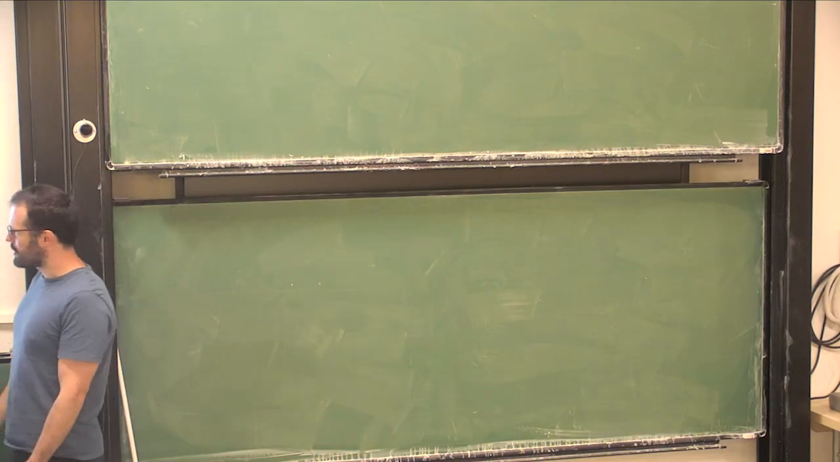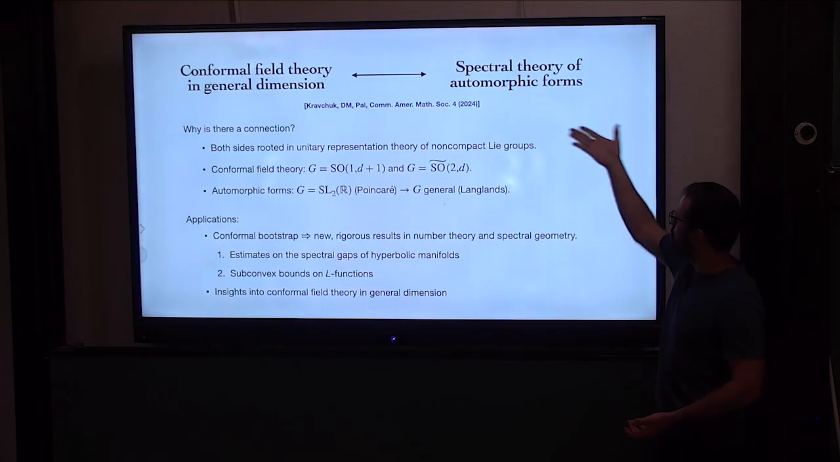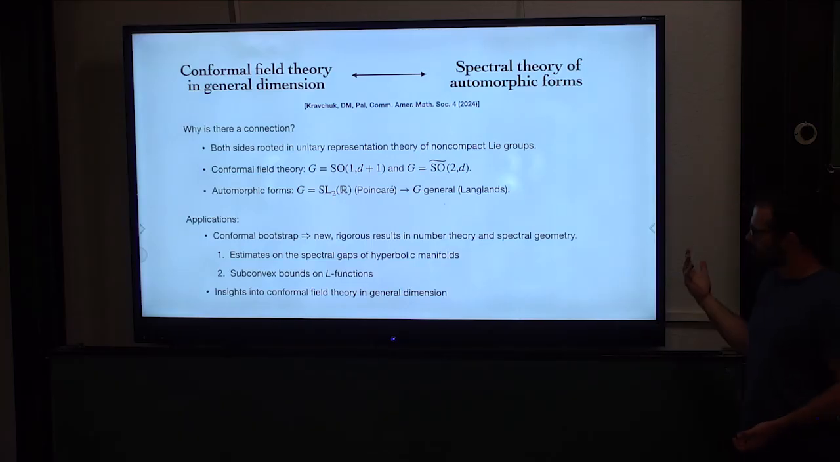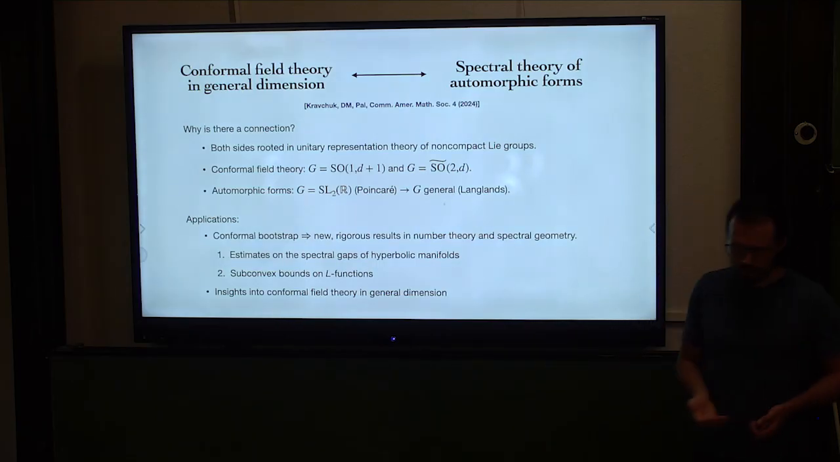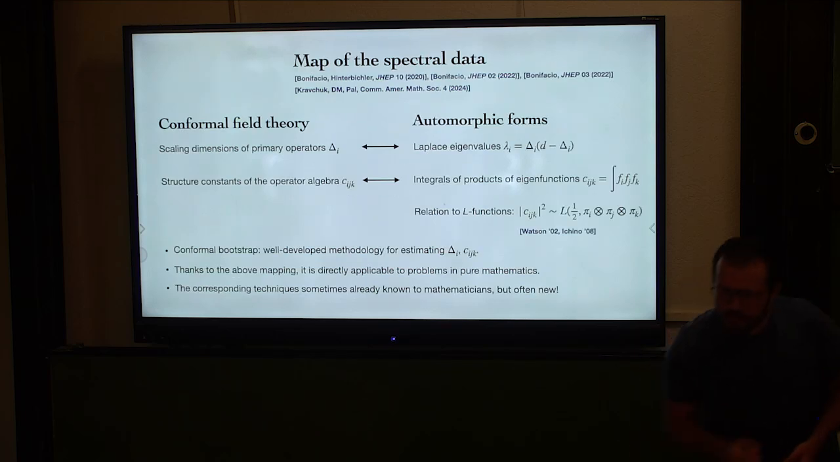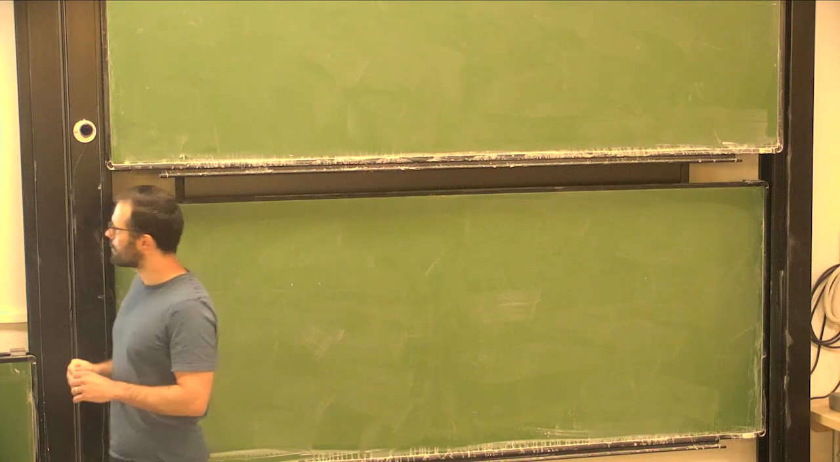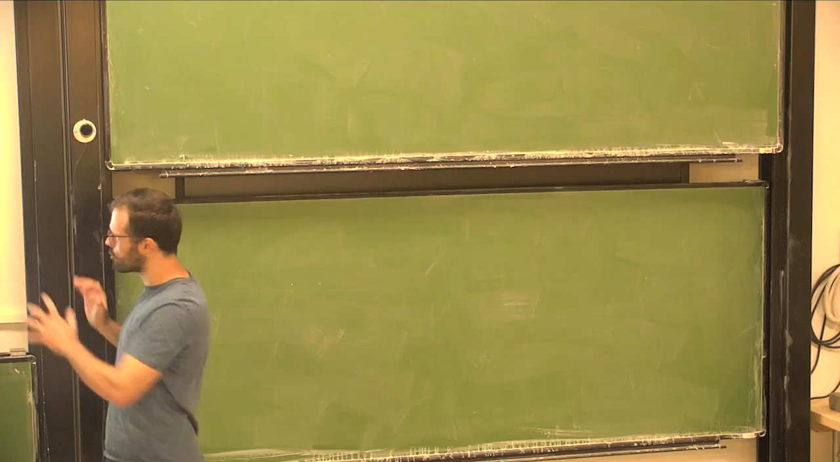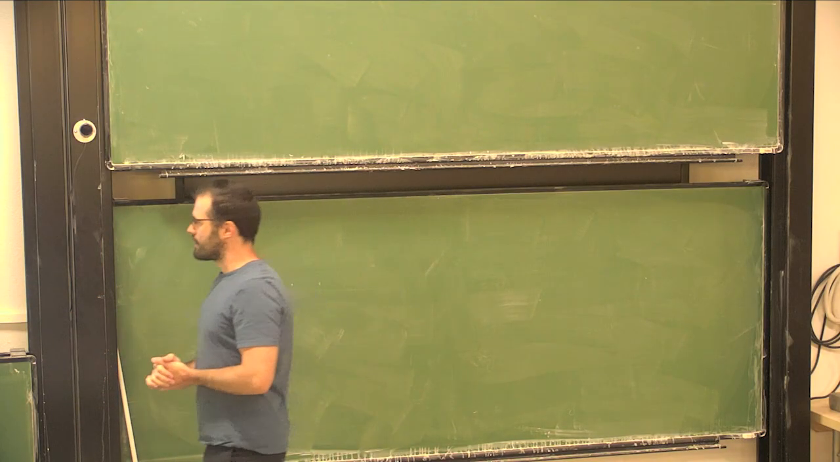And the long-term goal is to use this connection also in the opposite direction, and use all the great things we know about automorphic forms to give insights into conformal field theory. Just to give you an idea, this is something very concrete. There's a simple dictionary between objects on the two sides that I'll elaborate on as I keep going.